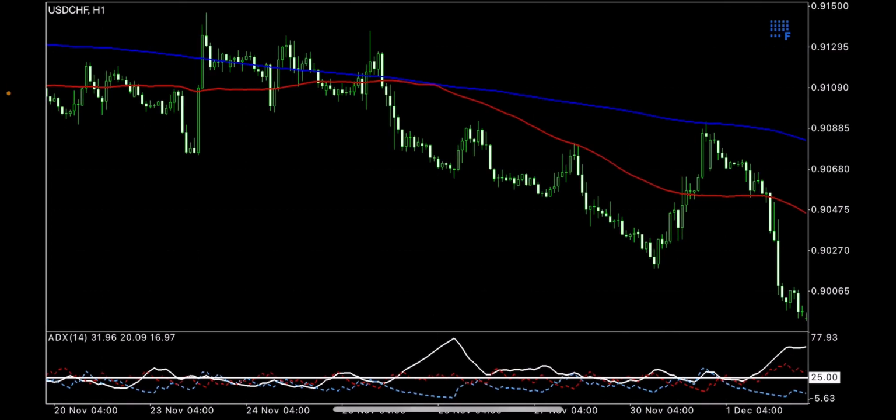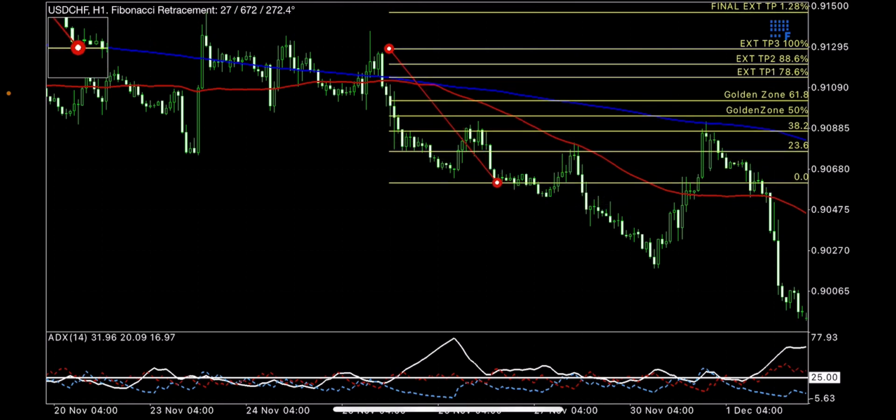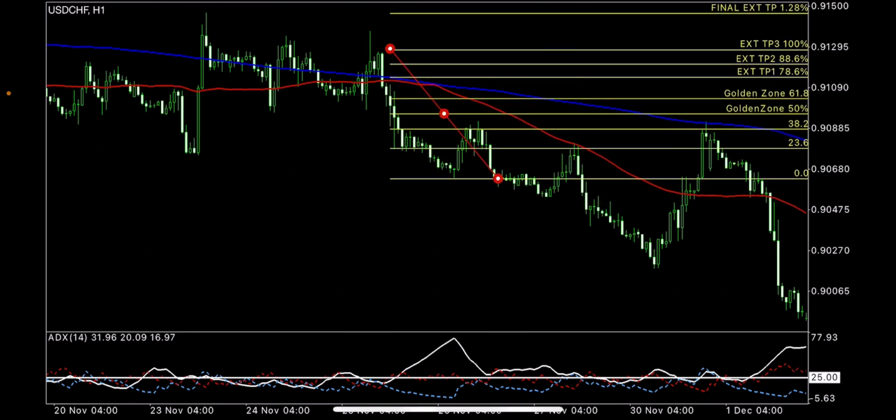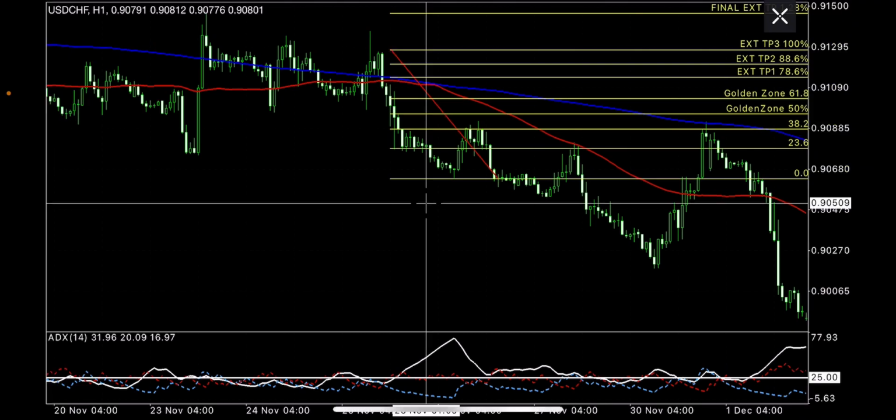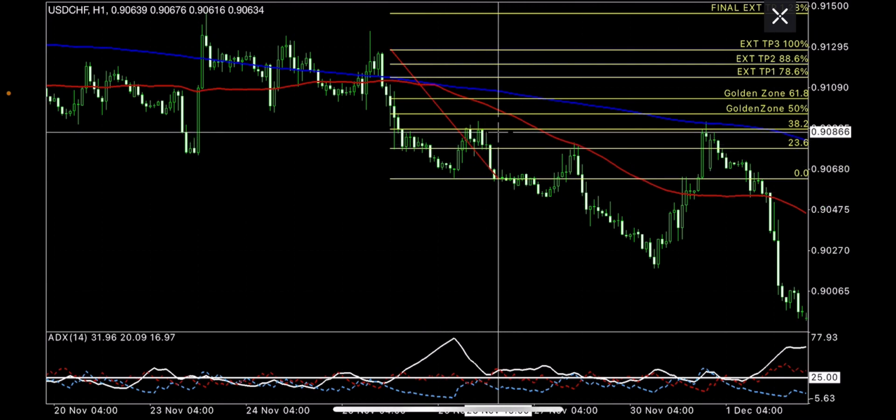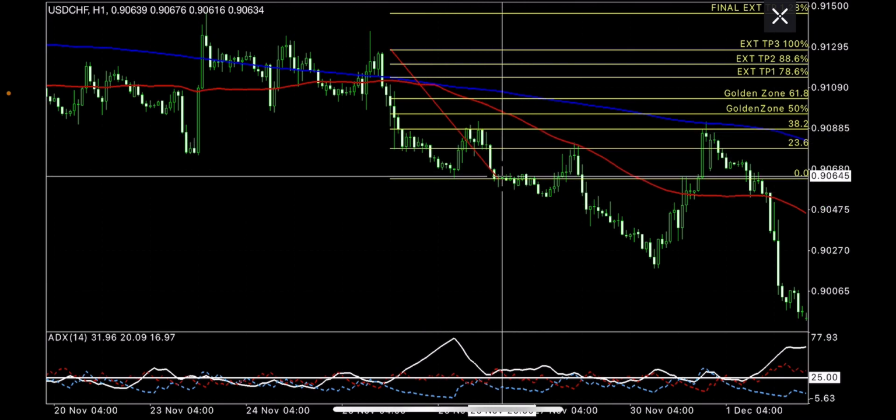Fib, there to there. It retraced to the 38.2. See? I already knew that too. You don't know why I even did it. It retraced to the 38.2, went back down for a sell.